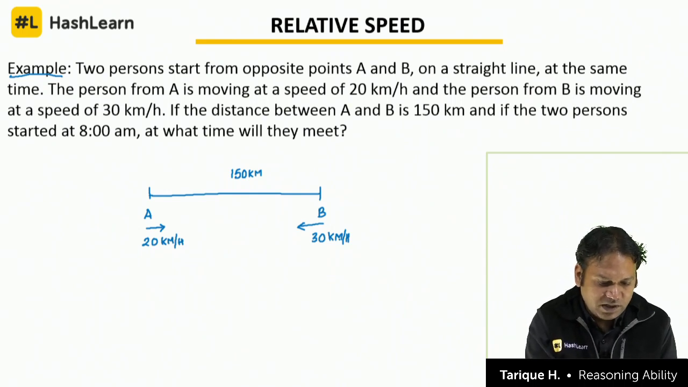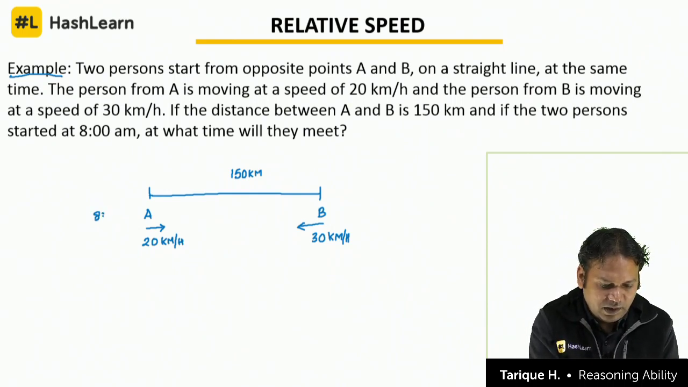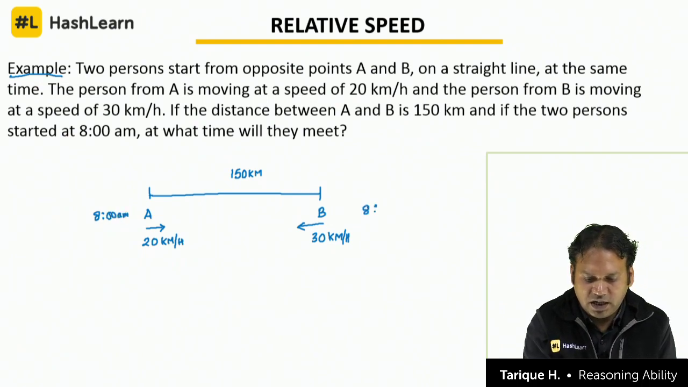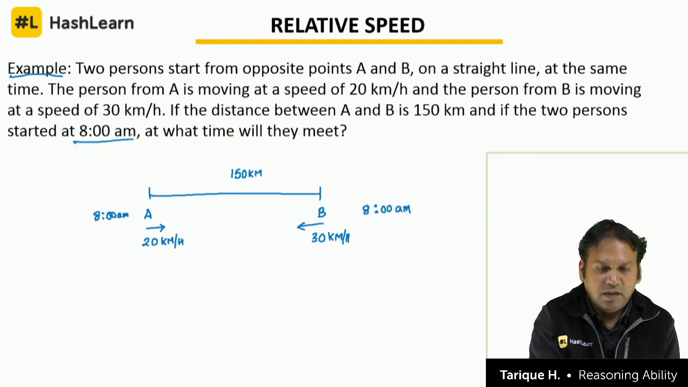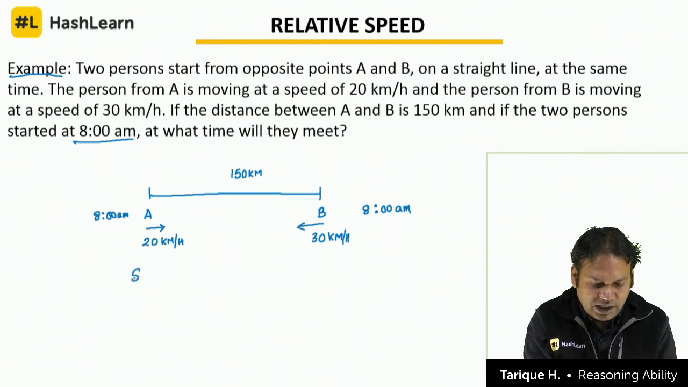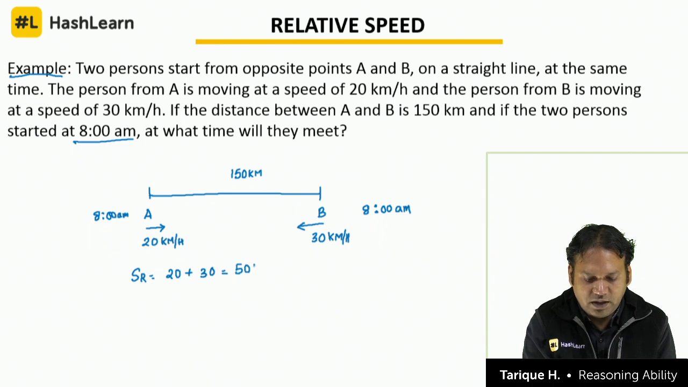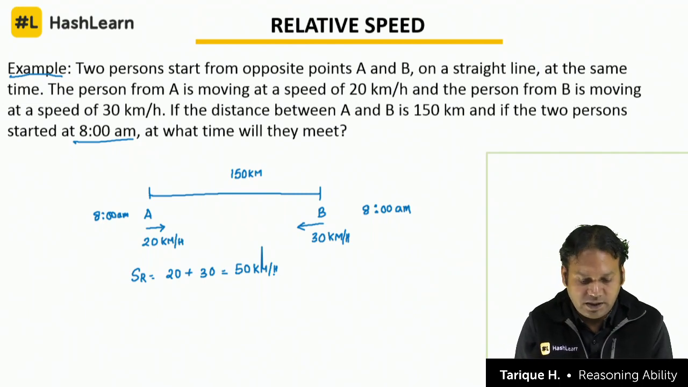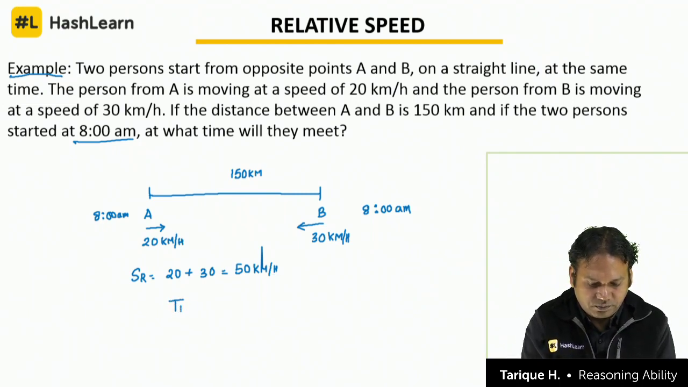And at what time are both of them starting? A is starting at 8 am and B also at 8 am. Both of these persons start at the same time, which is given in the question as 8 a.m. So now they are moving in opposite directions, so relative speed is 20 plus 30, 50 kilometers per hour, because the objects are traveling in the opposite direction. Time, we know, is equal to distance by relative speed.